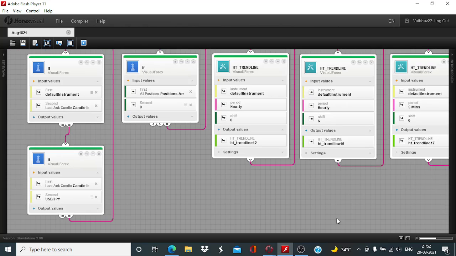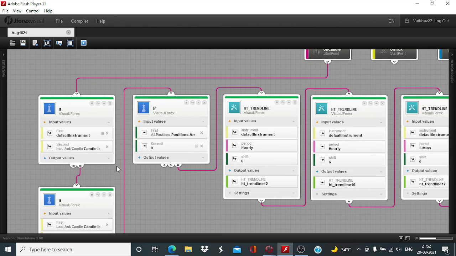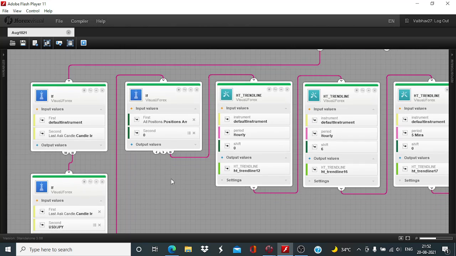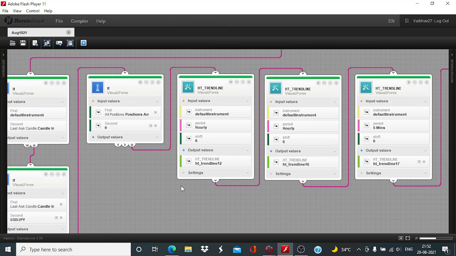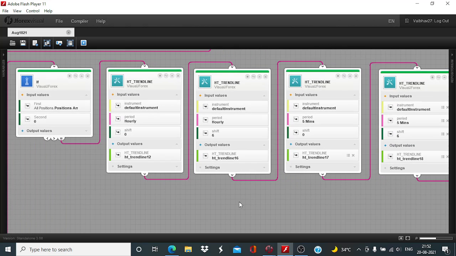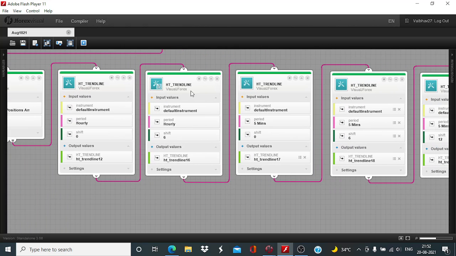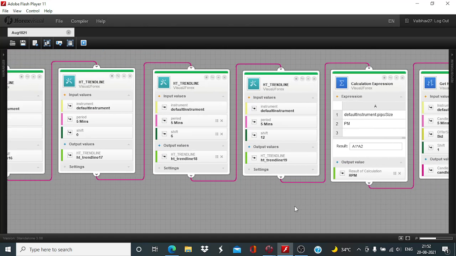defining of conditions. This is the setup so far, the progress so far. We have defined the instrument subscription. This time around, we are working with the USD JPY as the instrument of choice. After that, the position amount was defined at 0. These ST trend line blocks have been added. First two are of hourly candle period and latter three are of 5 minutes each.